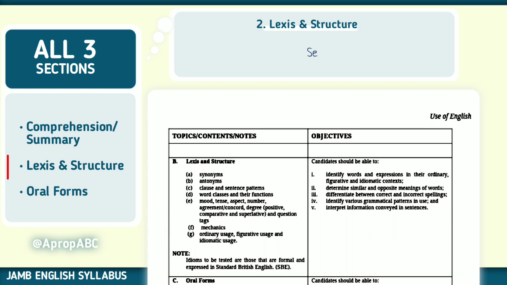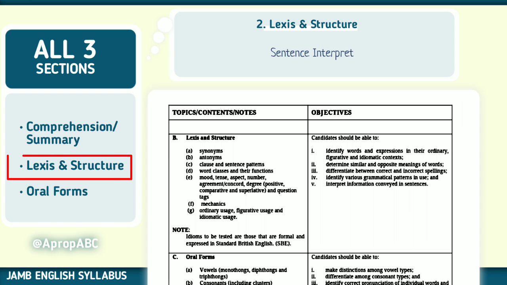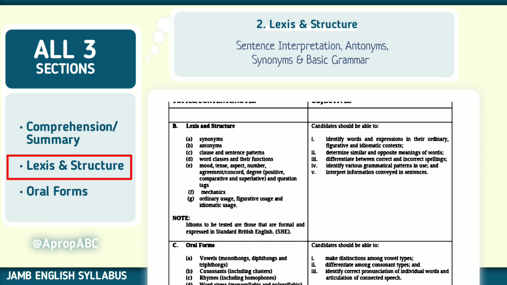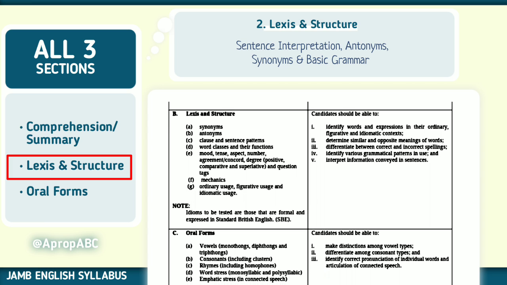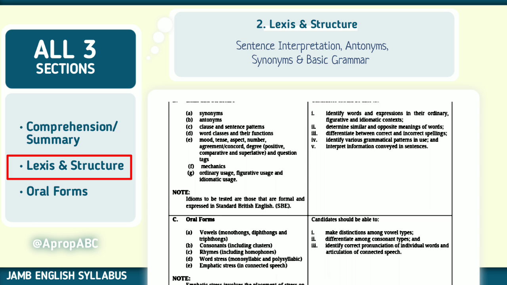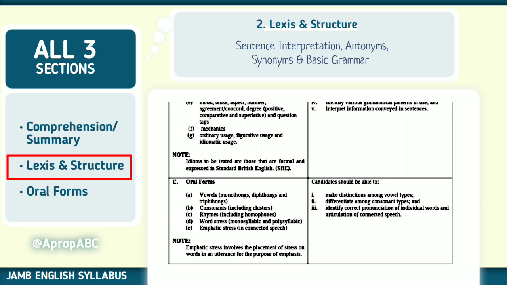Then the next one is Lexis and Structure. You're talking about synonyms, words with the same meaning, and antonyms, words with opposite meanings. Clauses, word classes. Just make sure you understand all of these things. Go through them and know their objectives as well.